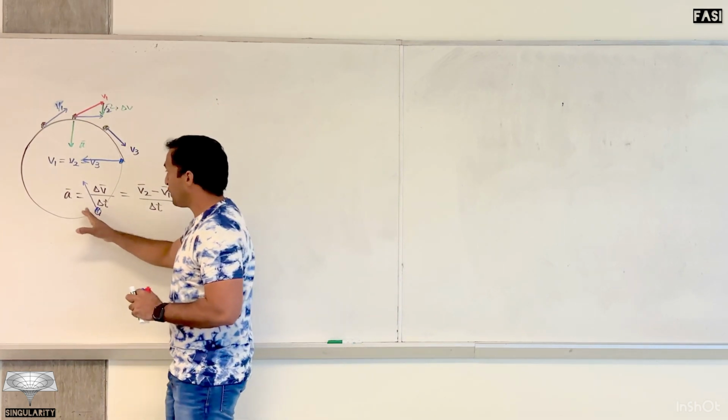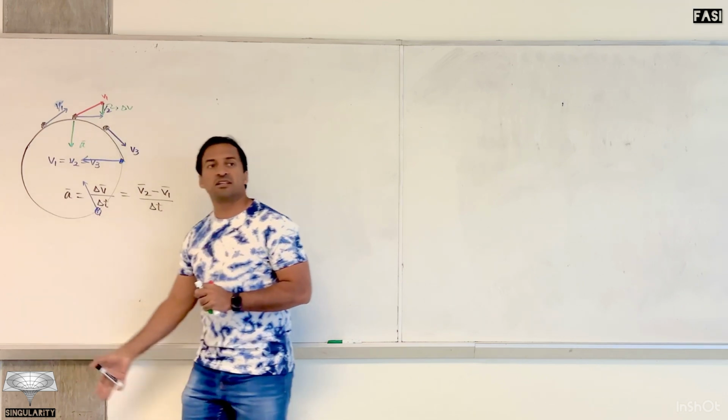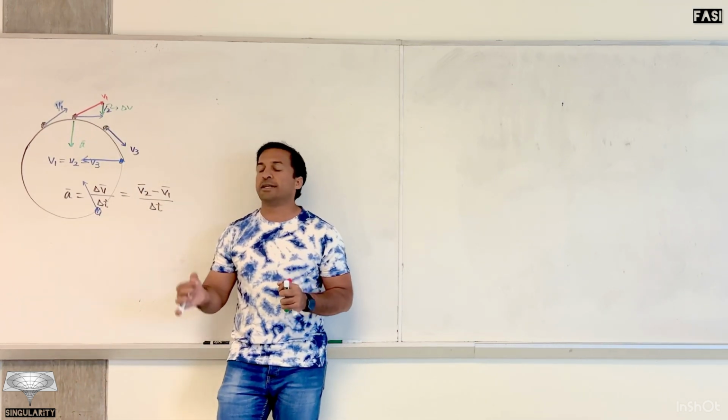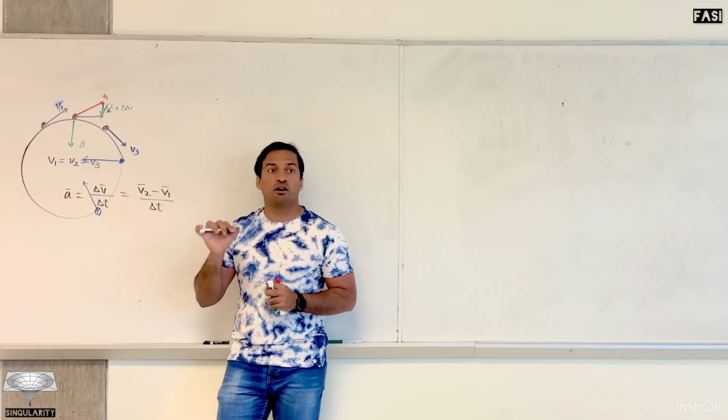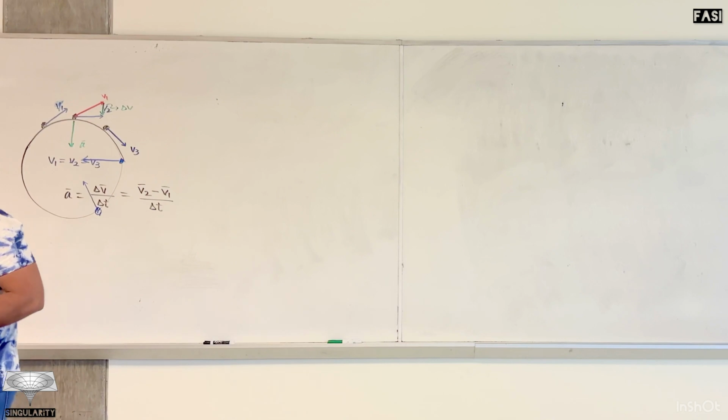It seems like at this point it's going somewhat in the upward direction. At the top it's coming perpendicularly in the downward direction. The only thing these arrows are doing is pointing towards the center of the circle at all times. That's what is important about this kind of motion.